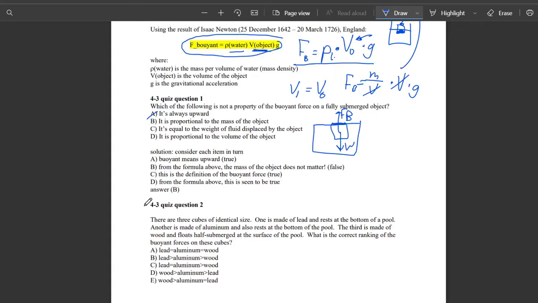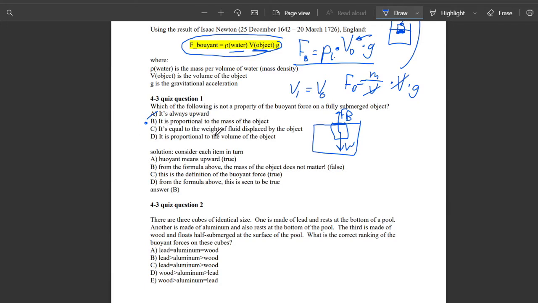So A is true. It's proportional to the mass of the object. Well, if we look at this equation here, nothing includes the mass of the object. The density part of this equation is referring to the mass of the water displaced. The volume is referring to the volume of the object, not necessarily the mass of the object. And then g is the gravitational acceleration. So the mass of the object is not considered, is not a property of buoyant force. So we'll keep a dot there. Might be right, might be wrong, but we'll continue.